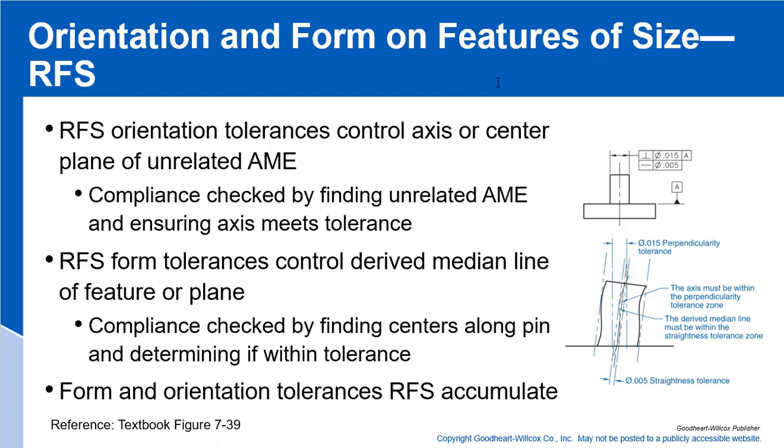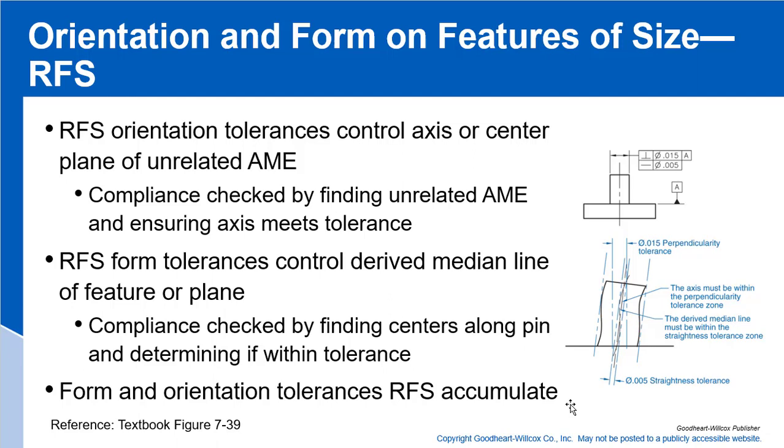So orientation and form tolerances. In this case we have an orientation tolerance of 15, and then we have a form tolerance, a straightness of 5. So what does that mean? Compliance is checked by finding the unrelated actual mating envelope. When they talk about the unrelated actual mating envelope, there's an actual unrelated mating envelope for the straightness tolerance, and it's not necessarily related to the perpendicularity tolerance zone either. The RFS form tolerances control derived median lines or planes, and then compliance is checked by finding centers along the pin and determining if they're within tolerance.